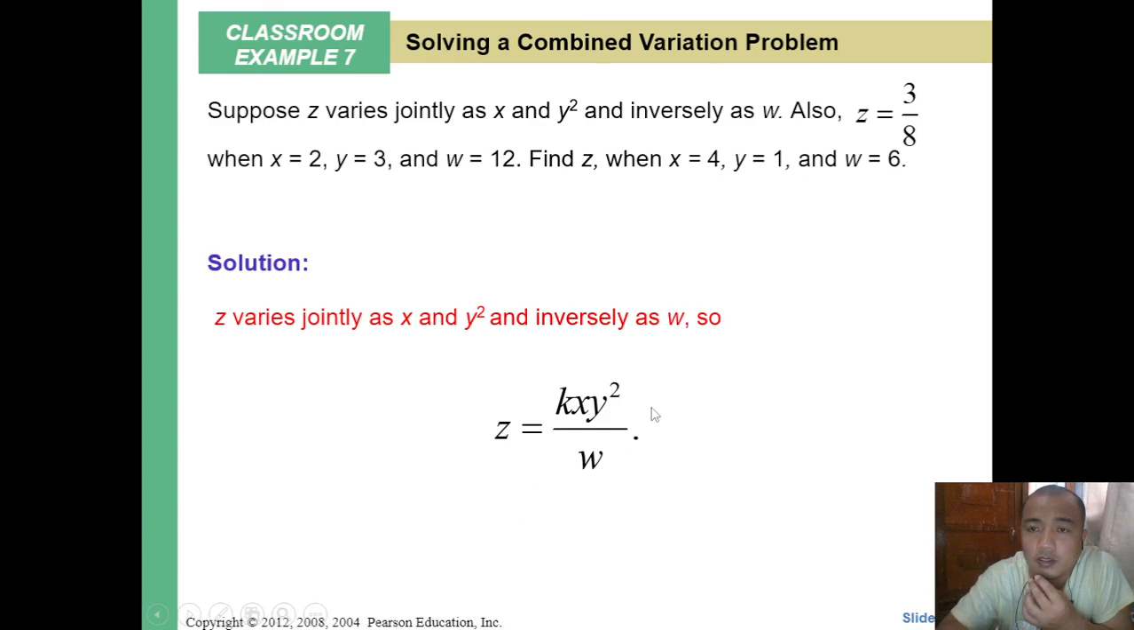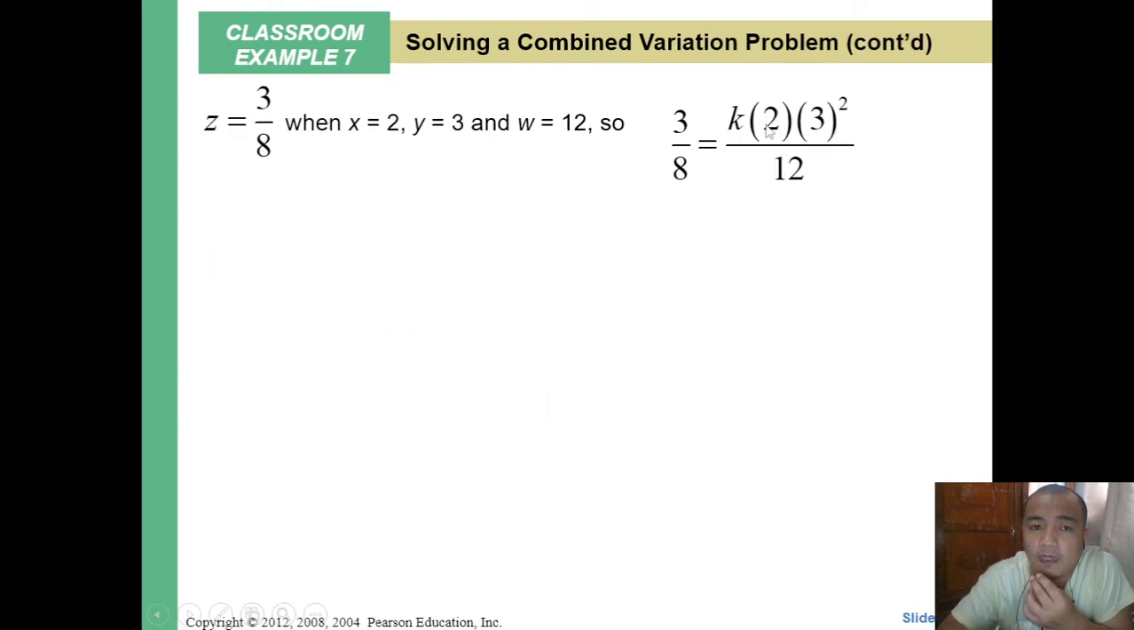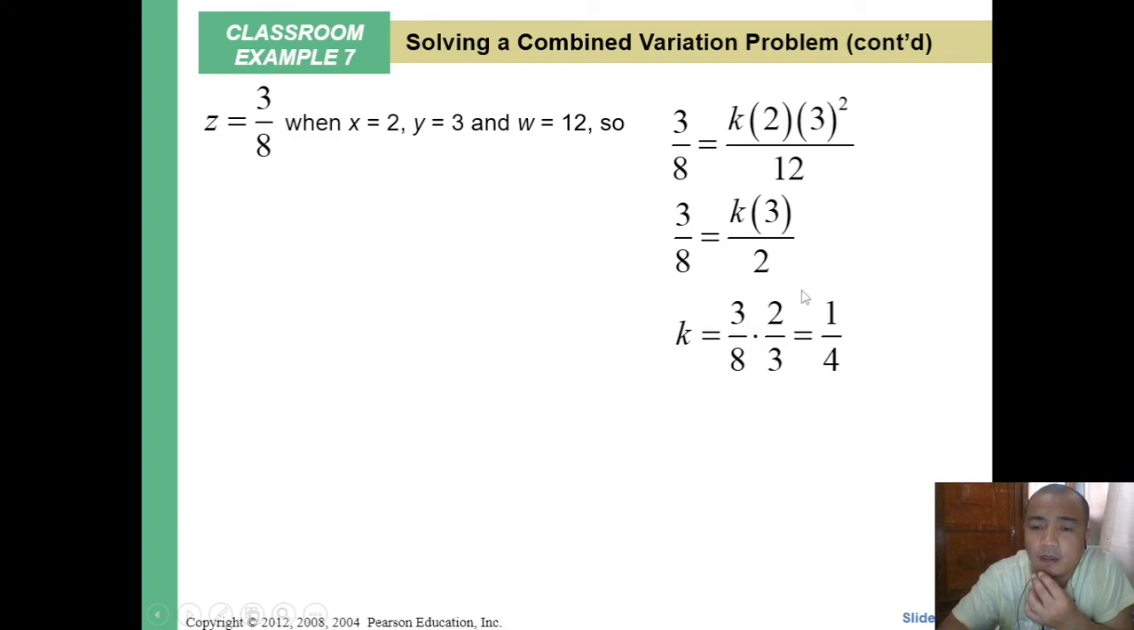Now to solve for k, substitute z by 3/8, x by 2, y by 3, w by 12. So we can now solve for k here. 3/8 equals k times 3/2, which is equal to 1/4. Yes, cross multiply. Well, 6 over 24, 1/4. Yes, 1/4 is the constant of variation. Therefore, the equation is z equals 1/4 x y squared over w.